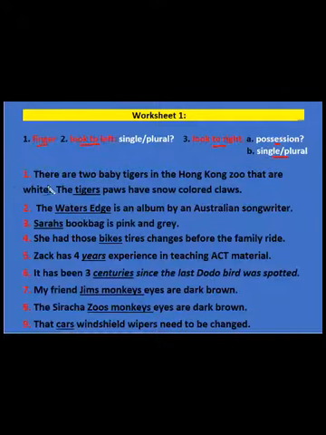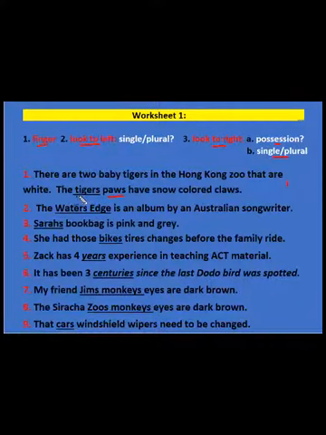Let's take a look at number 1. There are 2 baby tigers in the Hong Kong Zoo that are white. The tiger's paws have snow-colored claws. First thing we want to do here is try and figure out, is there possession? Does a tiger possess or own its own claws? Is there some type of an association between the 2? The answer on that is yes. We will need an apostrophe. Where we will put it, that's still to be determined. So out of all 3 possibilities, apostrophe before the S, after the S, or no apostrophe, we know we're going to need an apostrophe where we put it.